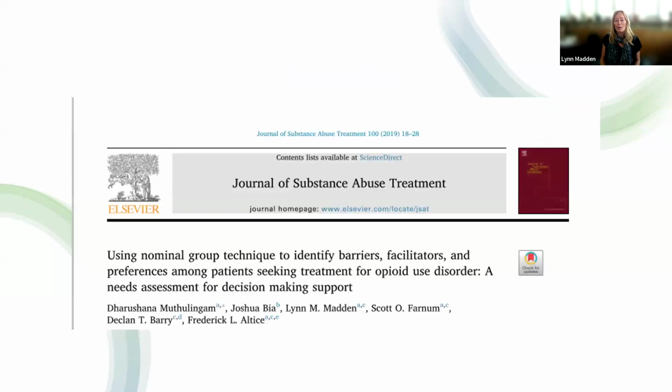Here's another paper from a group that came off that paper from 2017, a slightly different group of people looking to figure out patient preferences among people seeking treatment for opioid use disorder, a needs assessment for decision-making support.